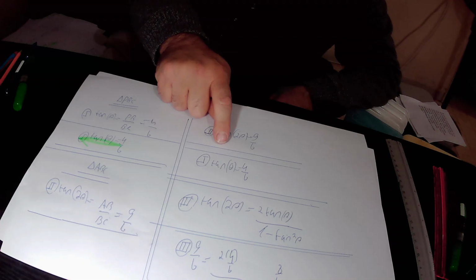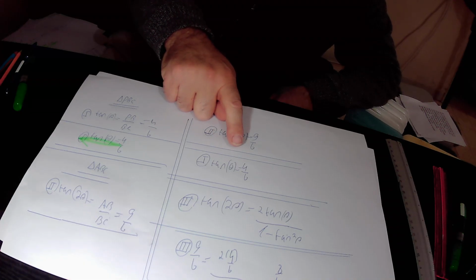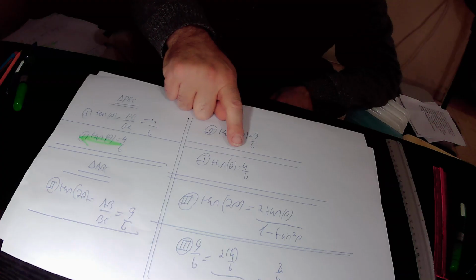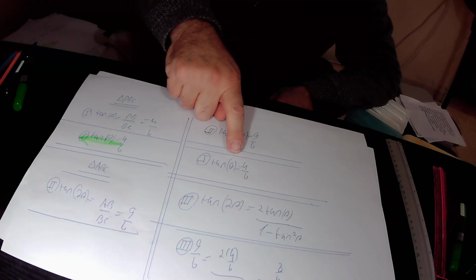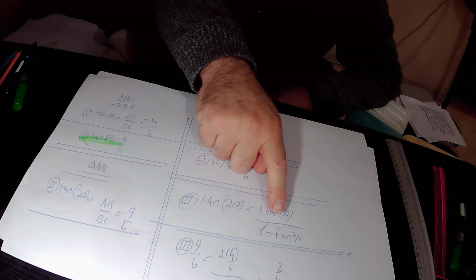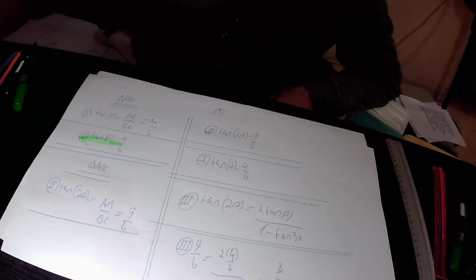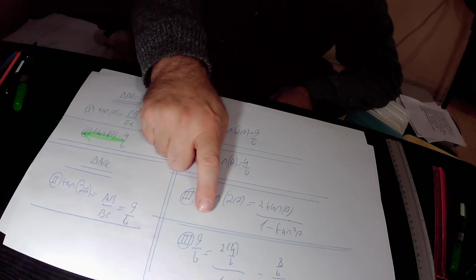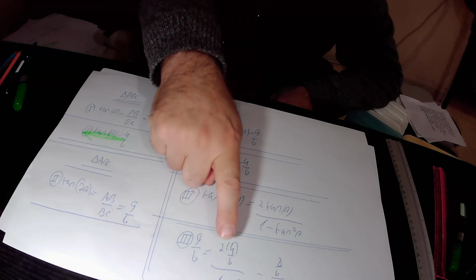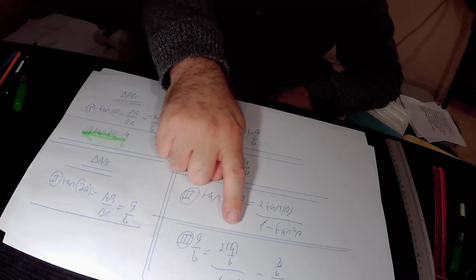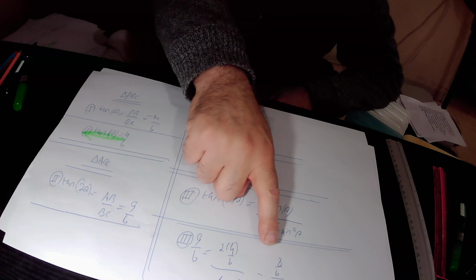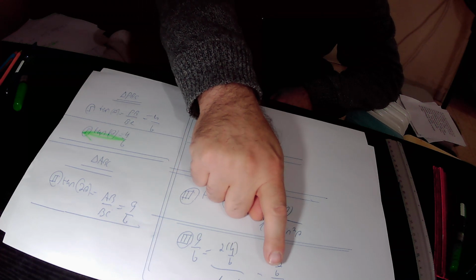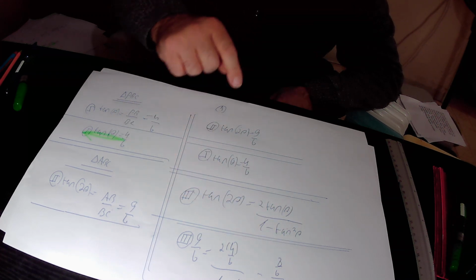If tangent theta equals 4 over B, it means that tangent square theta must be equal to 4 over B squared, which equals 16 over B squared. So tangent square theta equals 16 over B squared. According to equation 3, we found out that 9 over B equals 2 times 4 over B over 1 minus 16 over B squared. 2 times 4 is 8, so here we have 8 over B over 1 minus 16 over B squared, which equals 9 over B.